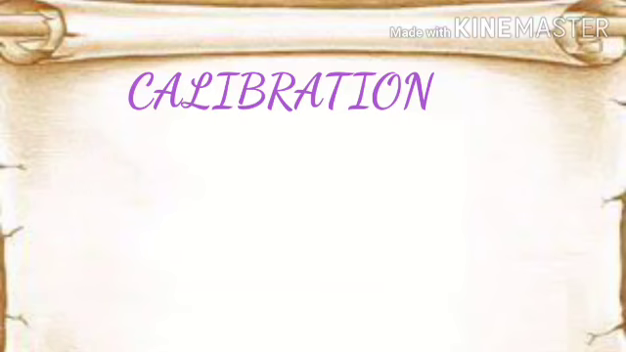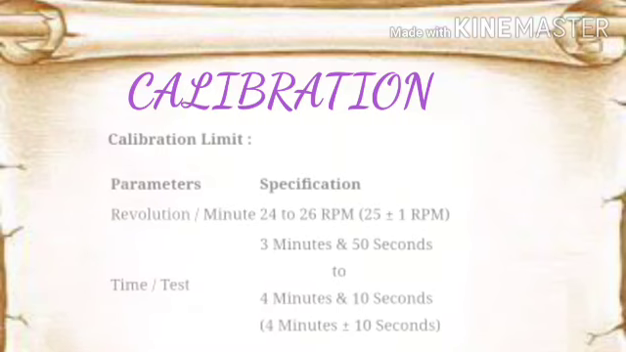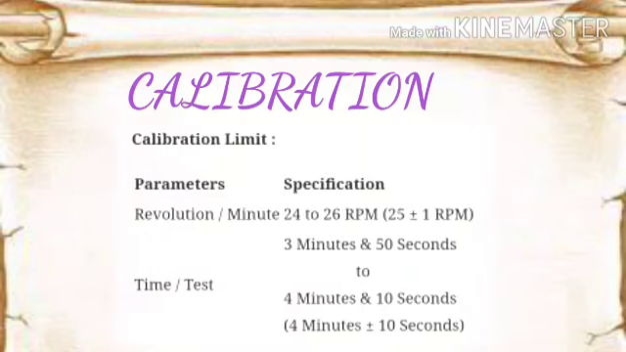Two parameters are calibrated in this instrument. First is revolutions per minute, with the help of a tachometer or manual calculation method, limit is 25 plus or minus 1 rpm. Second is the test time, with the help of a calibrated stopwatch as a reference, limit is 4 minutes plus or minus 10 seconds.